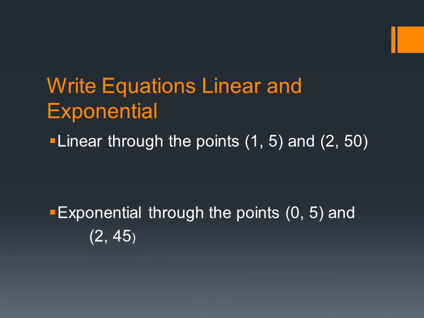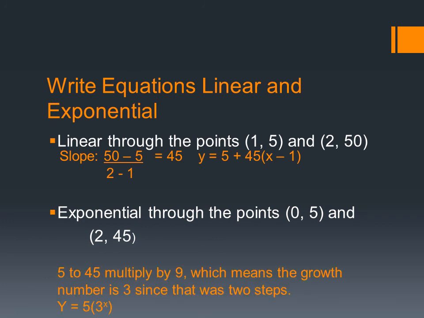Next, if I give you some points, you have to write equations, both linear and exponential. The linear one, you just find the slope, write the equation of a line. That should be pretty basic. For the exponential, I will give you either the 0th term or a couple terms real close together. In this case, they're 2 apart because I'm going from 0 to 2. And then from 5 to 45, I'm just multiplying by 9.